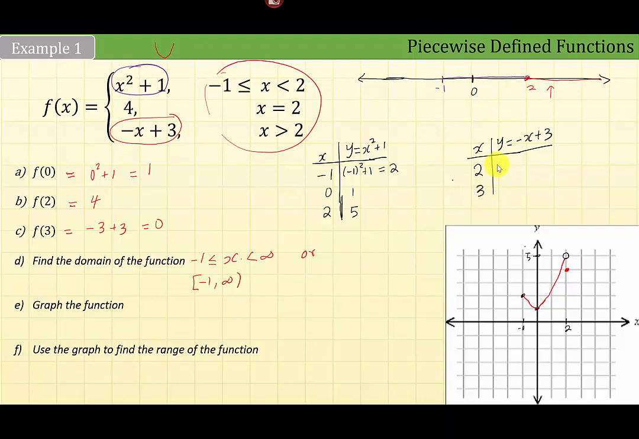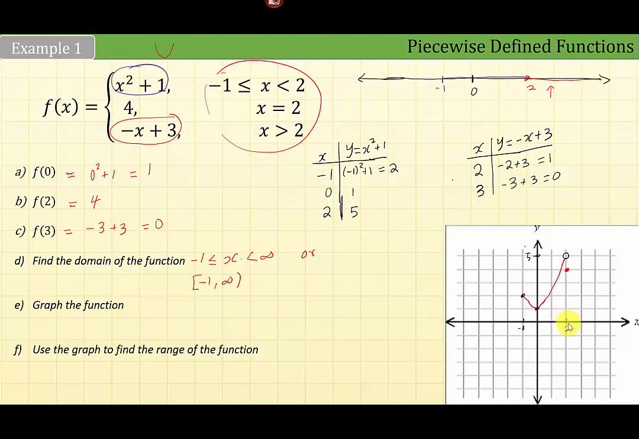So when x equals 2, what do we get? -2 plus 3, which is actually equal to 1. When x equals 3, I get -3 plus 3, which is actually 0, we already found that one here. So we got that part. So we can draw. We can mark those 2 points.